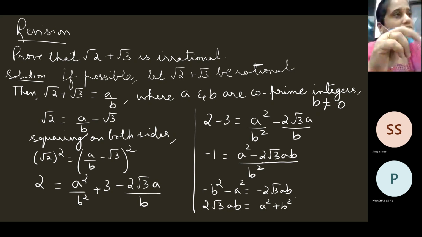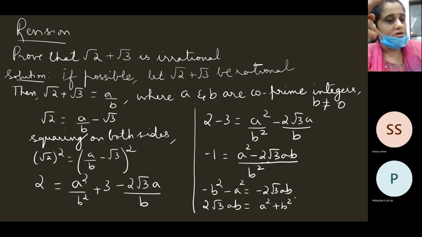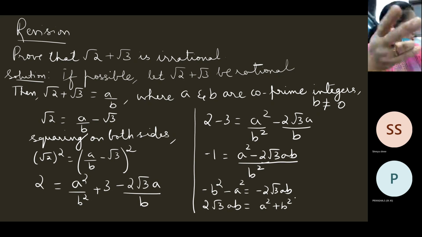So here you'll have to take one of them to the other side. You transpose either root 2 or root 3. So we have root 2 plus root 3 is equal to a by b. Now you transpose either root 2 or root 3, any one of the two. So I have transposed root 3. Then you have root 2 is equal to a by b minus root 3. At this point, first transpose and then square on both sides. First take one of root 2 or root 3 to the other side and then square on both sides.